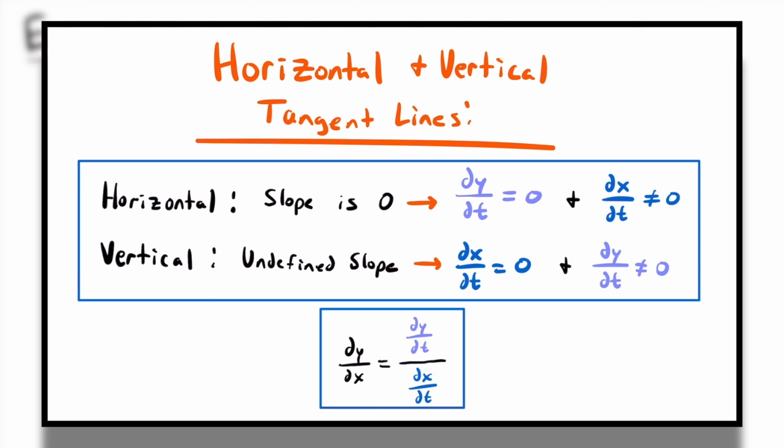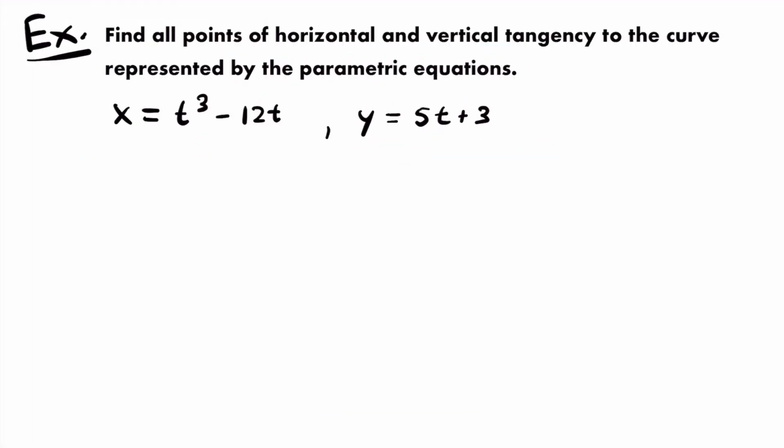All right, so just remember that horizontal tangent lines occur where the slope is 0, so when dy dt is equal to 0, and vertical tangent lines occur where the slope is undefined, which is when dx dt is equal to 0. So if we go back to our example, let's start by finding all points of horizontal tangency, where the slope will be 0. And so let's look for those points of horizontal tangency.